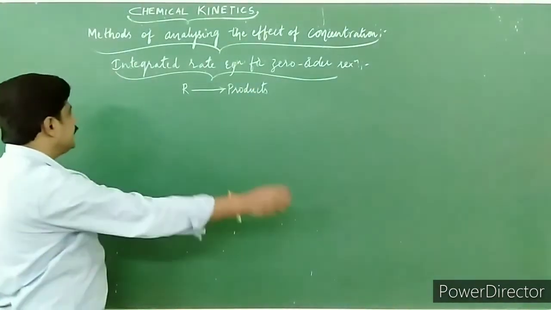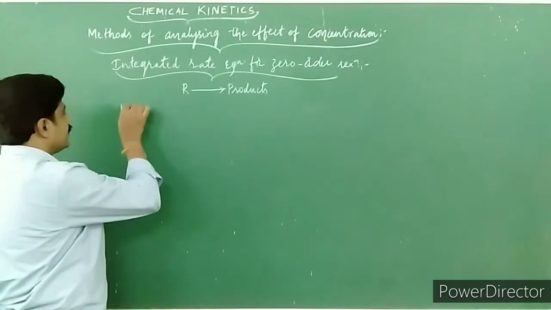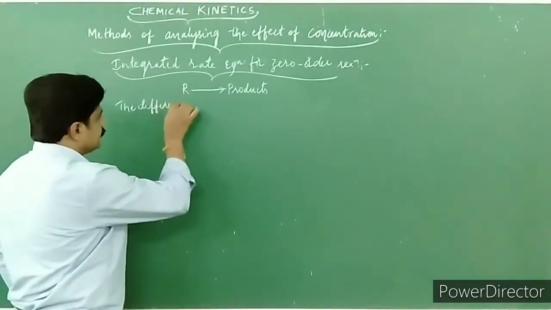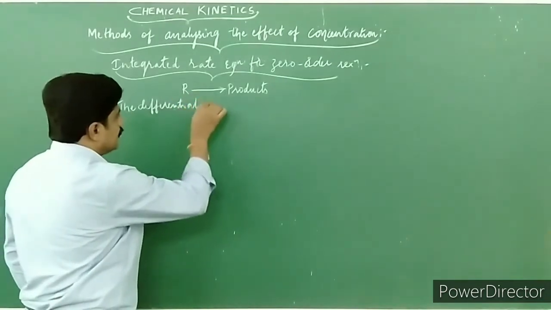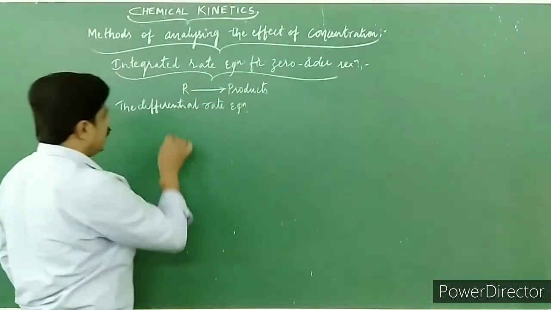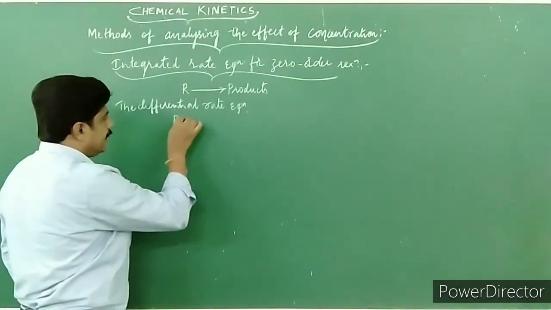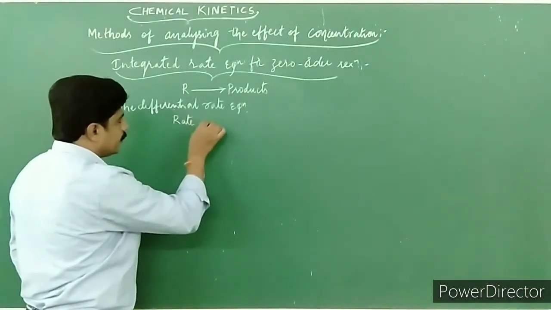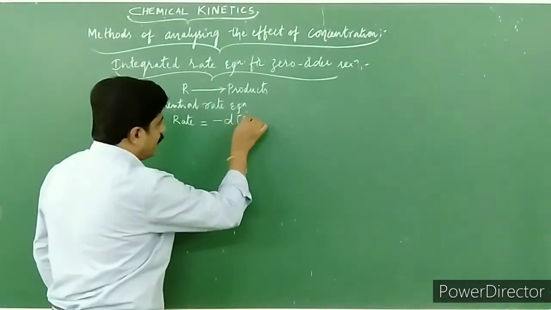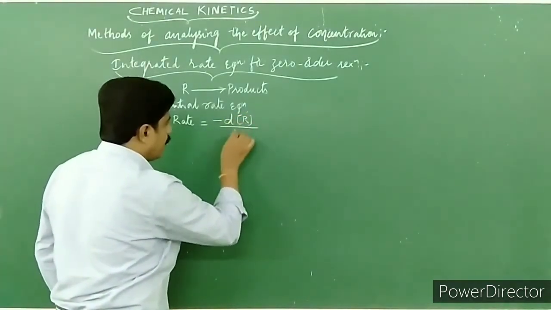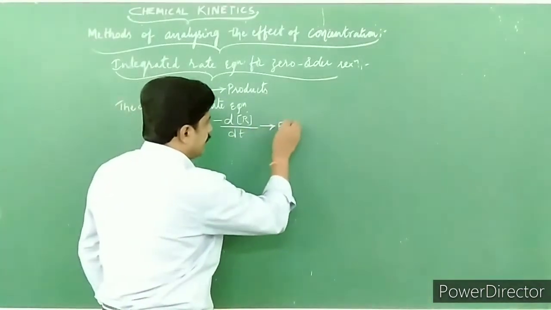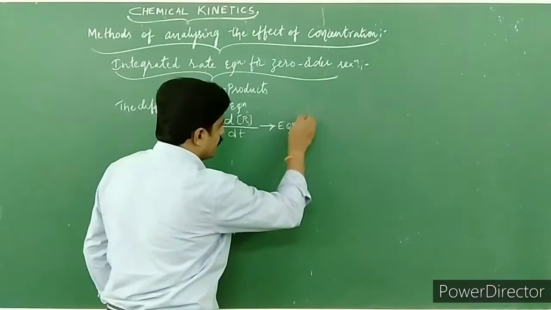First, let me write the differential rate equation. The differential rate equation. How do I write? Look at here, children. Rate is equal to minus d into molar concentration of R upon dt. Let this be equation 1.